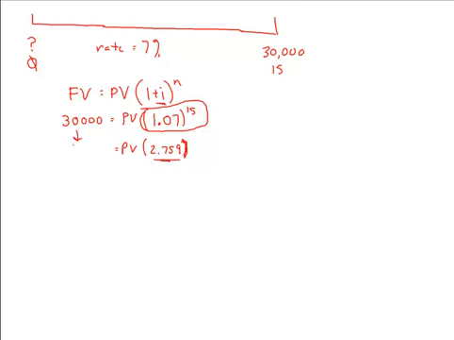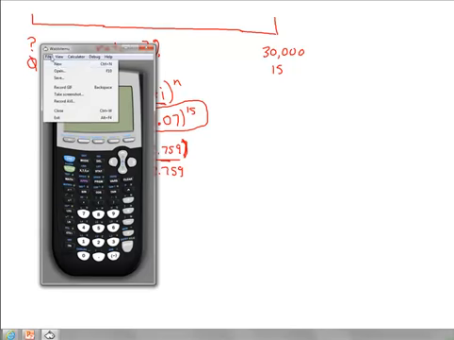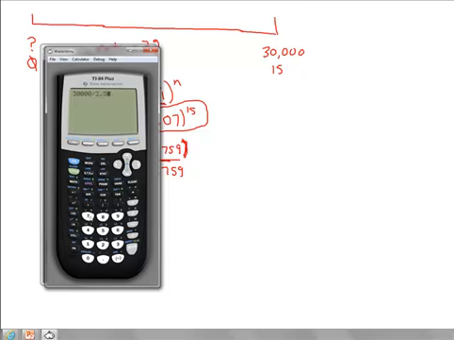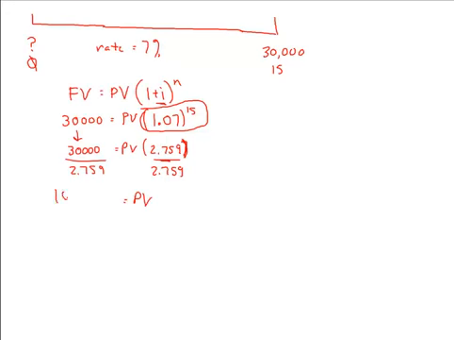And then I'm just going to pull that 30,000 down. Now I'm going to divide both sides by that interest factor, and that should give me the present value. So the 30,000 divided by 2.759 gives me 10,873.5. So the value in today's dollars is about $11,000.